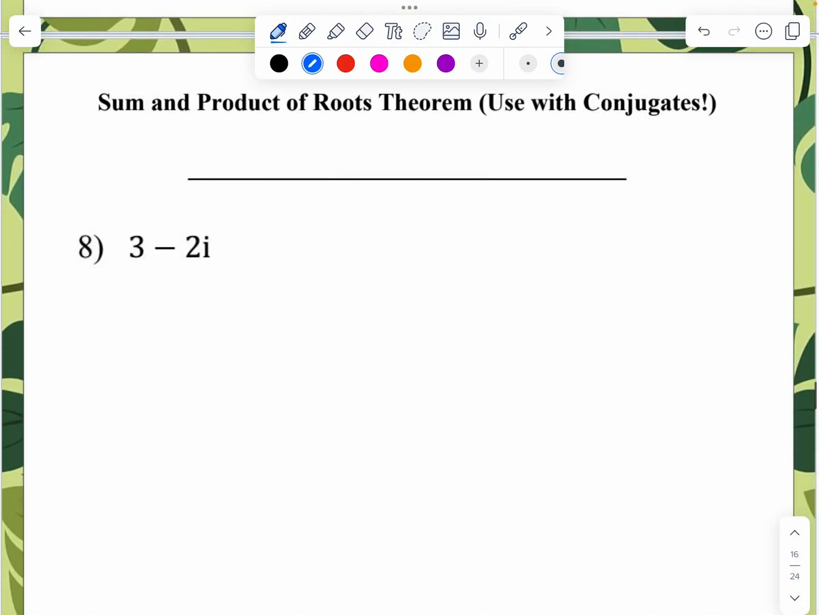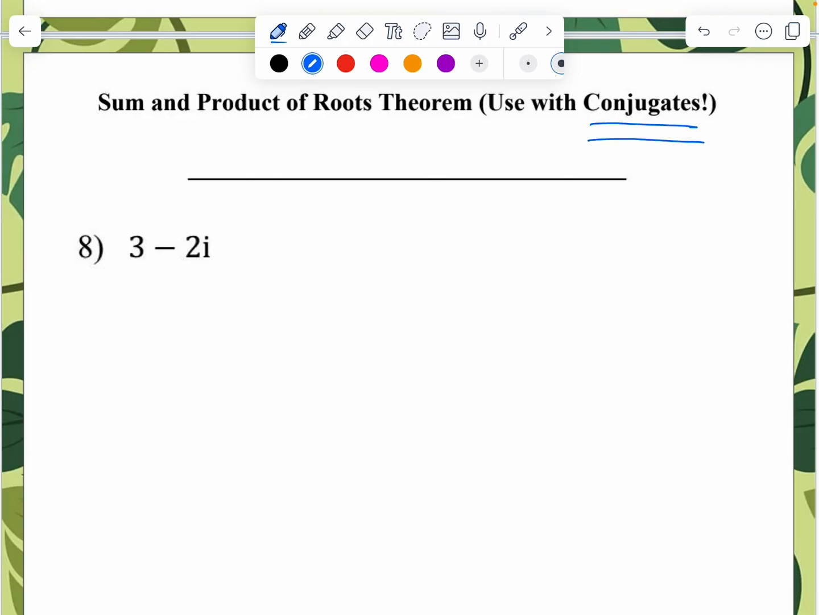All right, we're jumping back in. In pre-calc, you are going to learn how to do this with more complicated roots. And so we use something called the sum and product of roots theorem. And this can be used with all the conjugate roots. So it could have even been used with that 2i and negative 2i, those less complicated ones. So I'm going to explain what it is and how you get there.